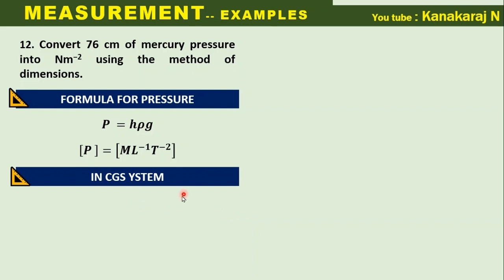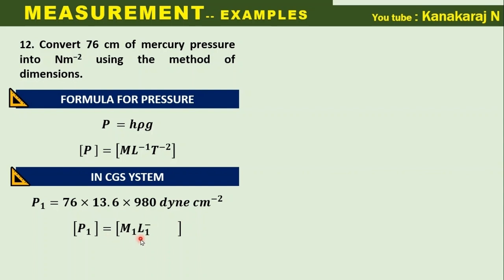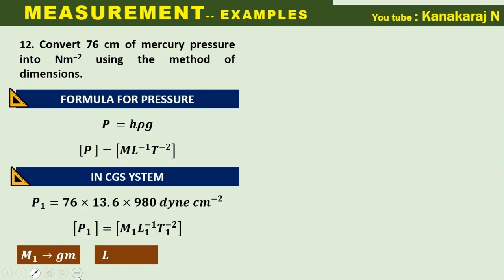In CGS system, P1 equals 76 centimeter of mercury. Using this in the formula, we get the value of pressure in dyne per centimeter square, which is 76 multiply 13.6 multiply 980. The dimensional formula for pressure in CGS system equals M1 L1^-1 T1^-2. Here M1 is the gram, L1 is the centimeter, and T1 is second.